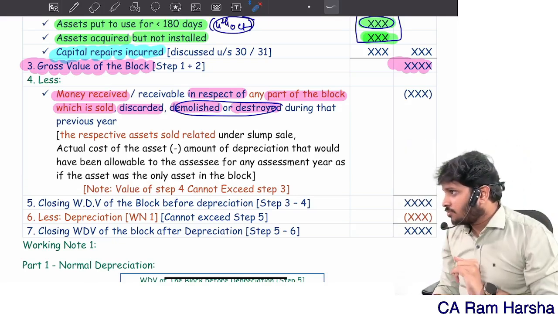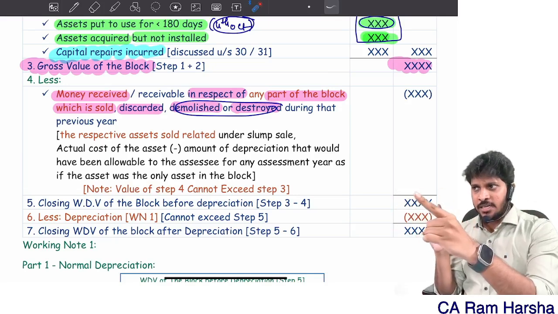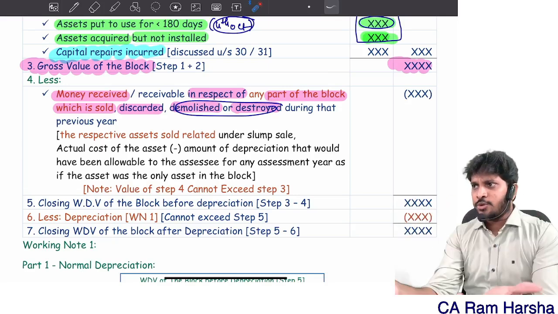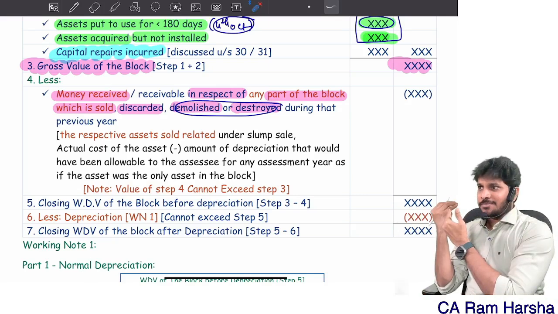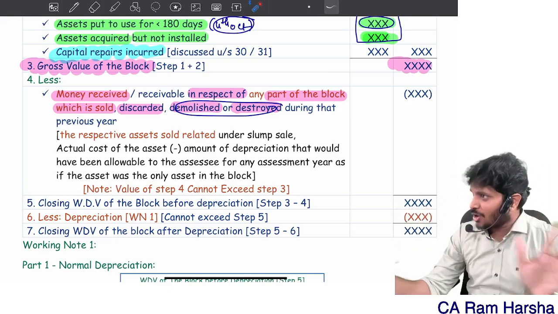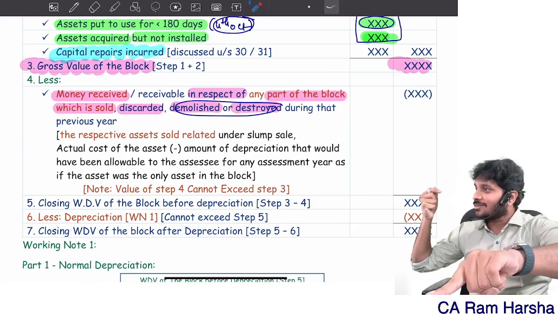What they tell you is: you purchased an asset, add it in the block. You sold any asset, how much? You purchased an asset, amount paid, add it. You sold an asset, amount received, reduce it. Over. You paid some amount, add it. You sold and got some money, reduce it. Simple logic. You add the amount paid, and you also reduce the amount received.